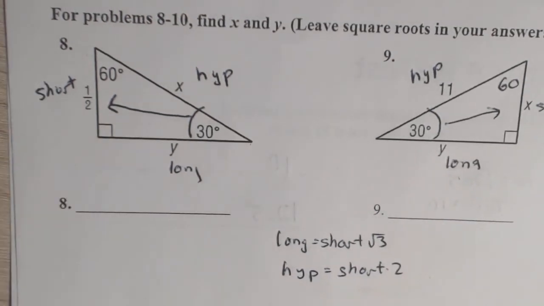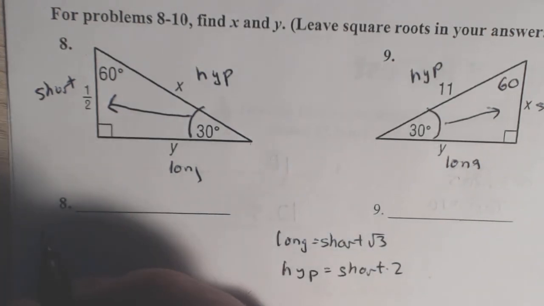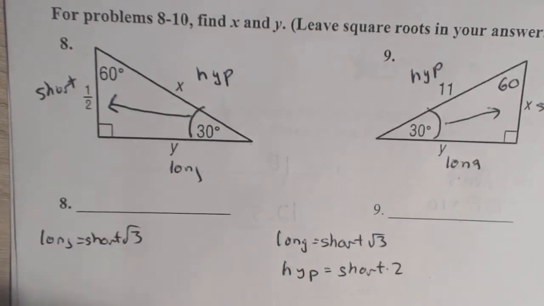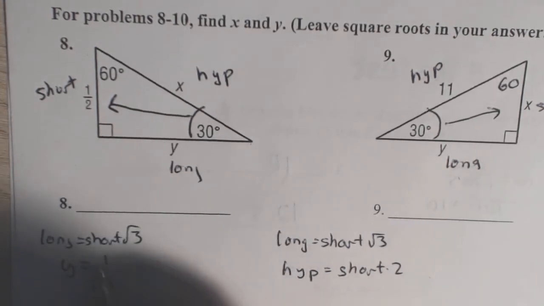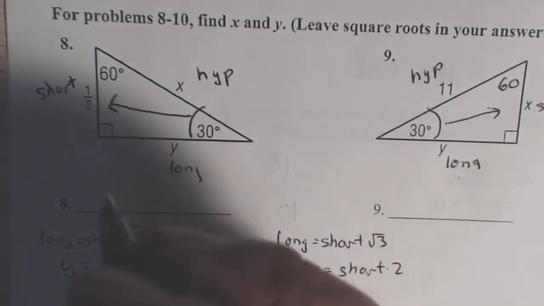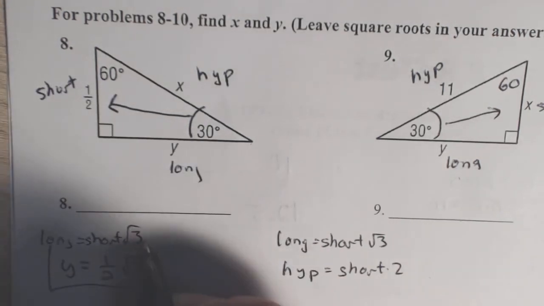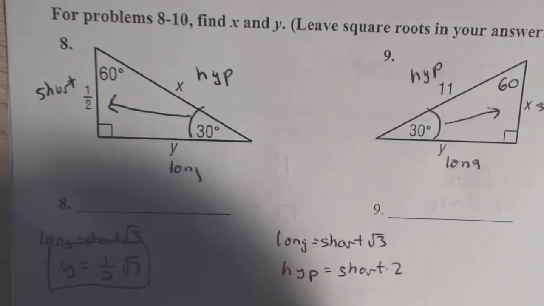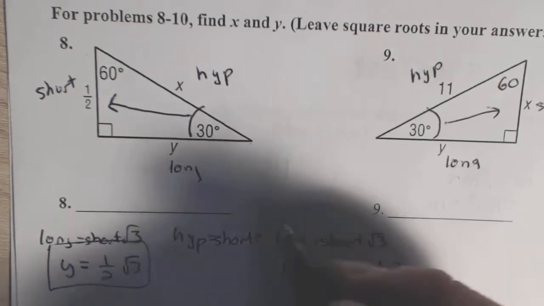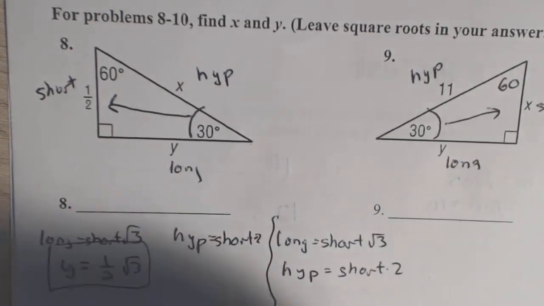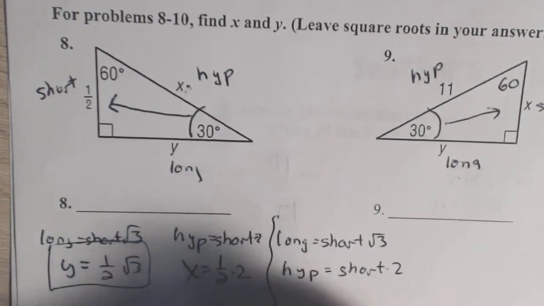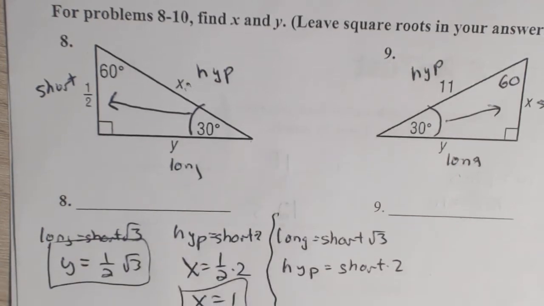Okay, so this was the easiest one to be given here. You're given the short. So using long equals short root 3, you get the y, which is long, equals 1/2 times the square root of 3. And they wanted us to leave roots in our answer here, so we're done. That's our answer. Y is 1/2 root 3. The hypotenuse is short times 2. So that means that hypotenuse, that's our x, is 1/2 times 2. Well, 1/2 times 2 is 1. There's your x equals 1.